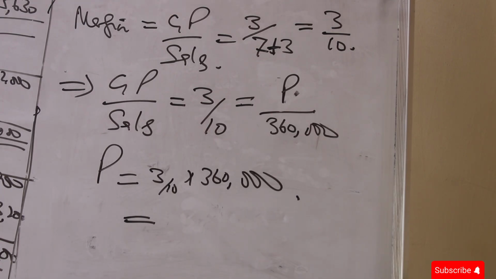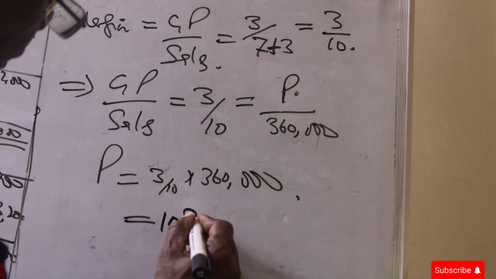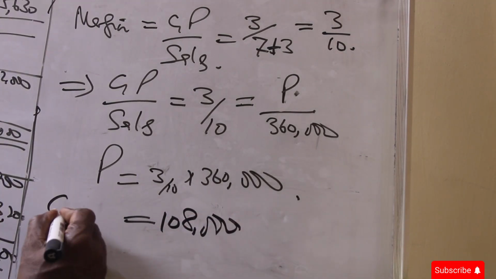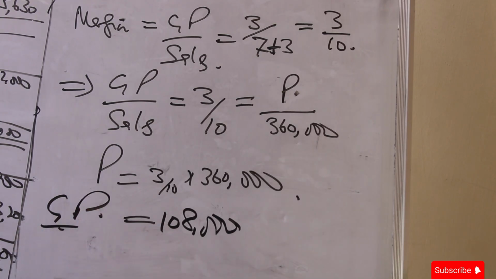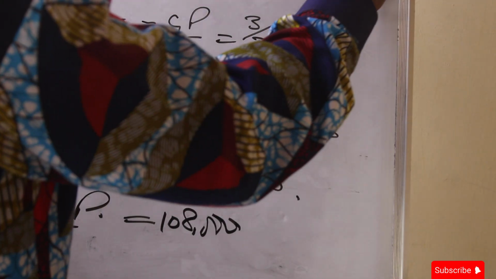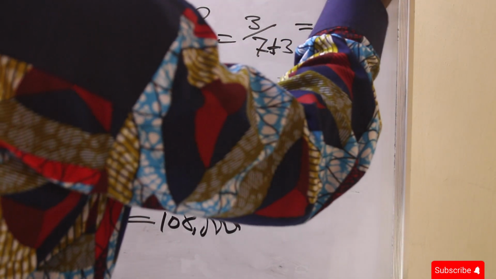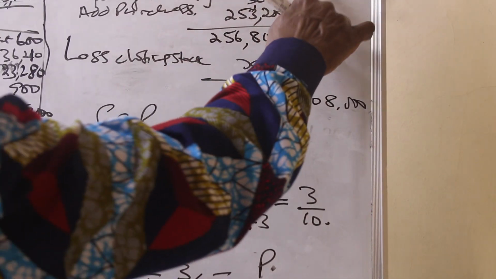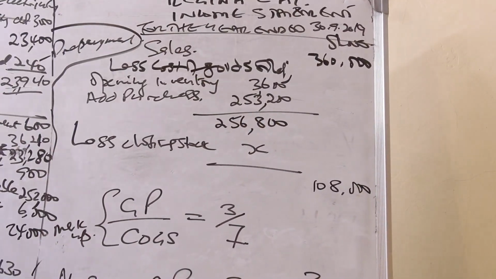3 divided by 10 of 360, you get a figure of 108,000. So our gross profit is 108,000. We know that our gross profit is 108,000, and our sales is 360,000.